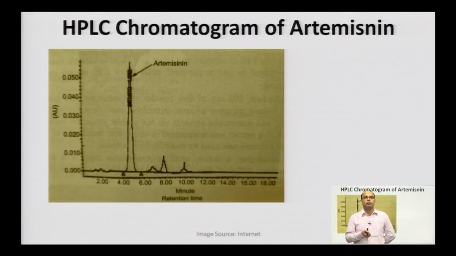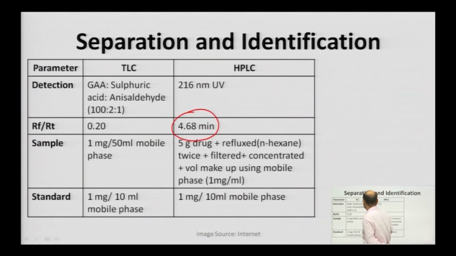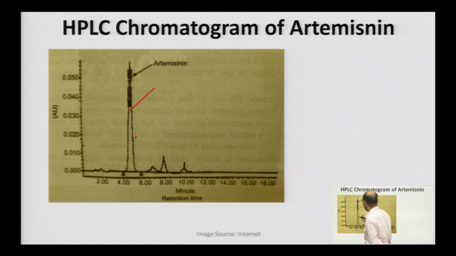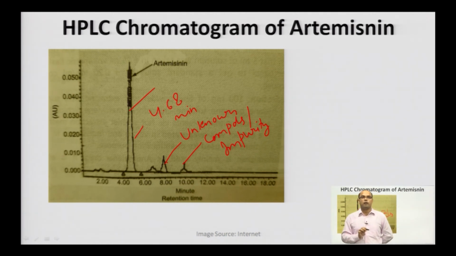So, this is the peak of artemisinin we have obtained. This peak was observed after 4.68 minutes. You can see in the picture, this is the peak at 4.68 minutes after injection of your sample. So, this is the HPLC chromatogram of artemisinin. There are other peaks also. These peaks can be other unknown compounds or impurities, in case you get these with standards. So, this is the chromatogram of artemisinin.